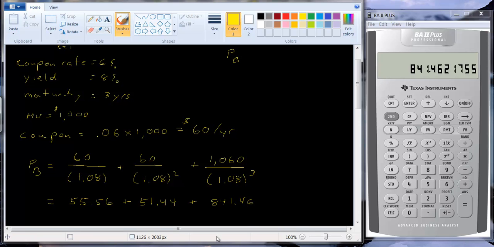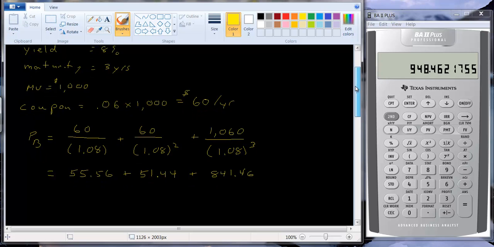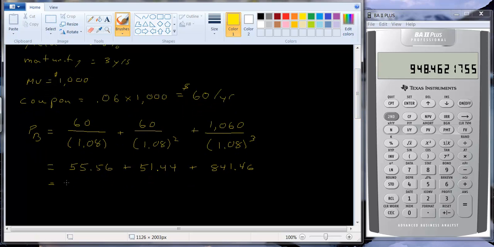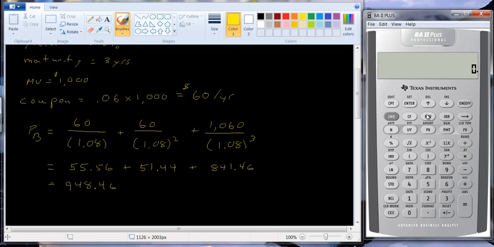And let's add all these numbers up. That'll give us the price of the bond. So 841.46 plus 51.44 plus 55.56. So we get 948.46 as the price of our bond. And let's write that down. And we can check. We can use the function in the financial calculator to make sure we calculated this correctly. I'm going to use this time value of money function. N is 3, interest rate is 8, the payment, which is the coupon, is 60, and the face value or maturity value goes in as the future value, is 1,000. Compute present value, 948.46, so that's perfect.